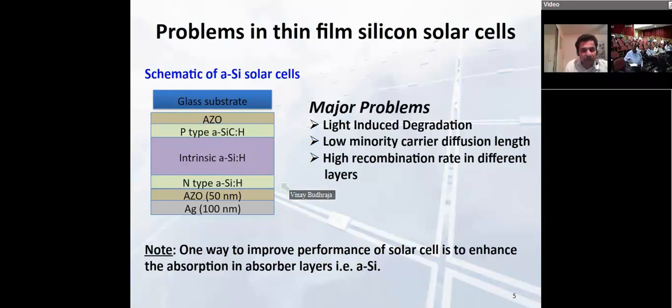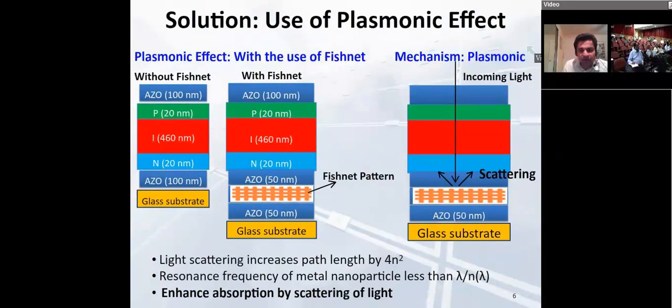One way to improve the performance of the solar cell is to enhance the absorption in the absorber layer. In this technology, the intrinsic region is the absorber layer, which is made very thick so that it can have sufficient electric field. If you have good absorption in this layer, the efficiency of the solar cell will increase. So by increasing the absorption, one can increase the efficiency. We work in this direction, and we saw that there is one solution to increase the absorption in the intrinsic layer. The solution is the use of the plasmonic effect.